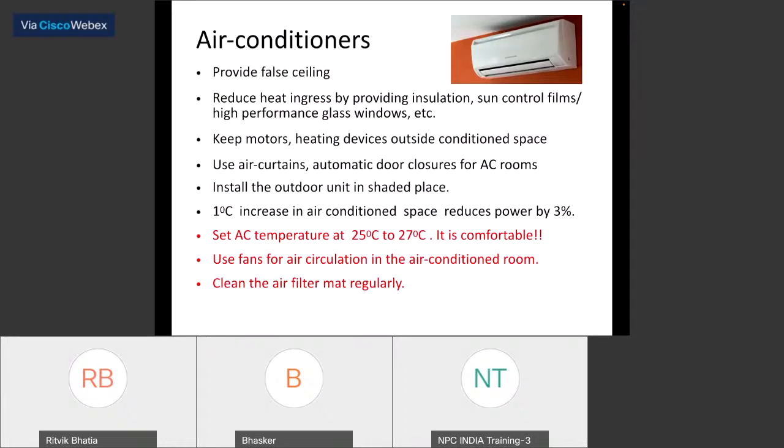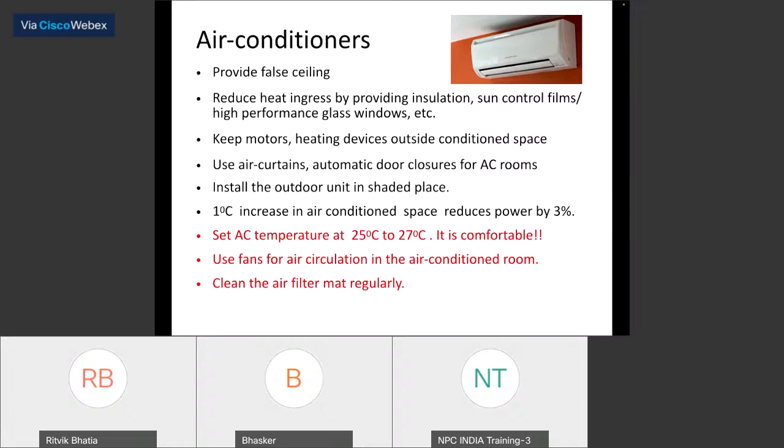For the air conditioner, provide a false ceiling and reduce the heat ingress by providing insulation, sun control films, and high performance glass windows. So it is also necessary to see that our air conditioning system is kept at a lower consumption.